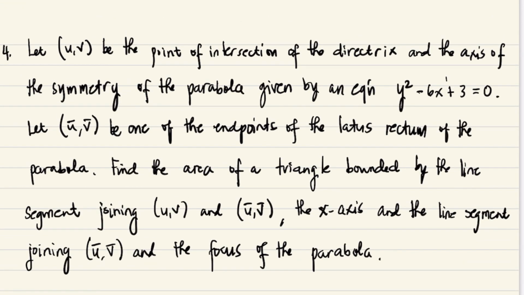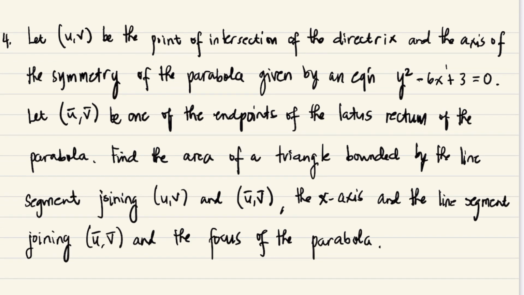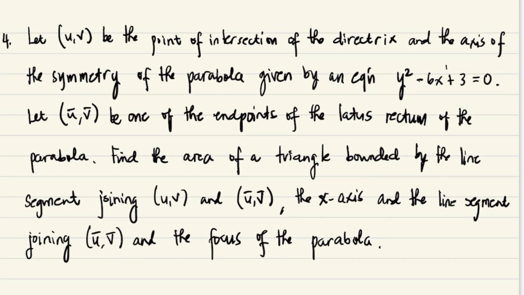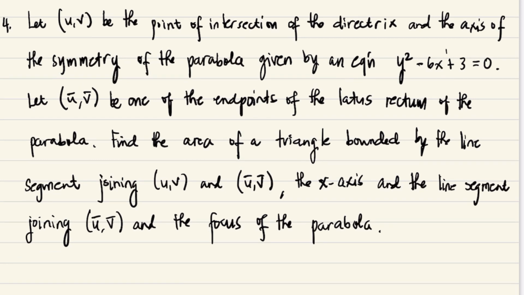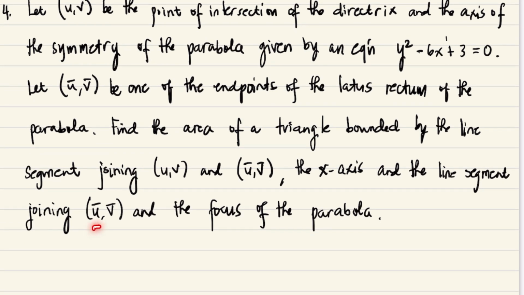Problem number 4. Let (u, v) be the point of intersection of the directrix and the axis of symmetry of the parabola given by an equation of this one, and let (u bar, v bar) be one of the endpoints of a latus rectum of the parabola. So find the area of the triangle bounded by the line segment joining (u, v) and (u bar, v bar), the x-axis, and the line segment joining this point here and the focus of the parabola.